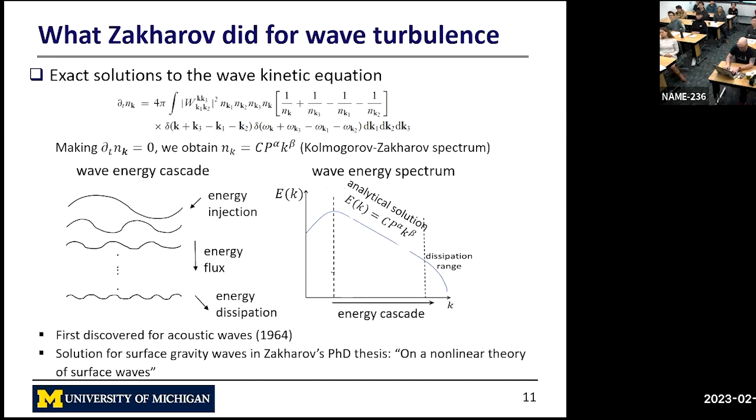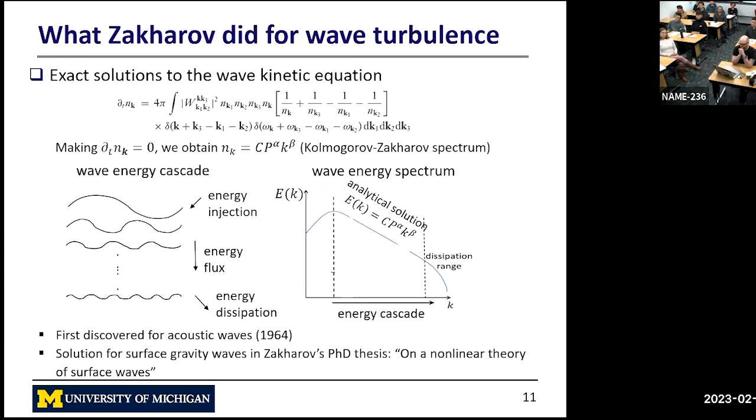And if we do that, we essentially get an analytical solution of n_k equal to a constant C, called the Kolmogorov constant, times the energy flux P, where P basically transfers energy from large scale to small scale. P tells us the rate of energy transfer, raised to some power alpha, and then we have k raised to some power beta. So this alpha and beta are different for different wave systems.